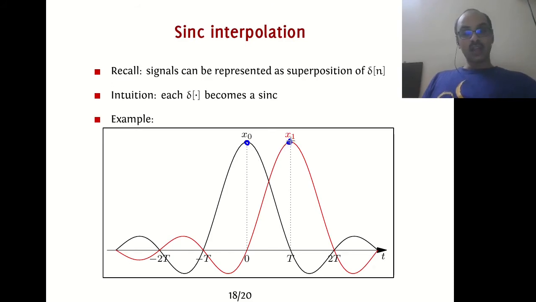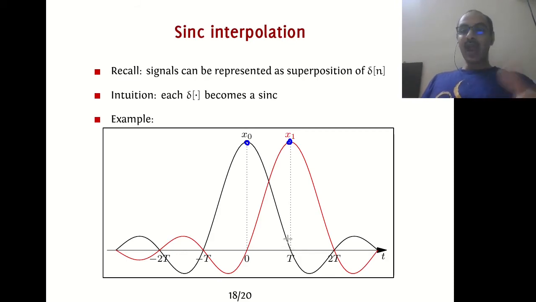But when you add, notice something very interesting. At 0, the value is x0 and the contribution of the red sinc is 0. This is because of the property of the sinc that at every integer multiple of the argument of the sinc, its value is 0, which means that at 0 the value is exactly x0, which is what the value of that impulse was. At t, which is n equal to 1, the value is x1 and the contribution from the black impulse is 0.